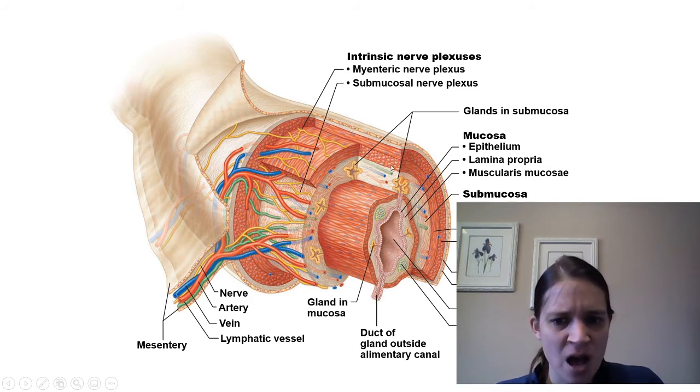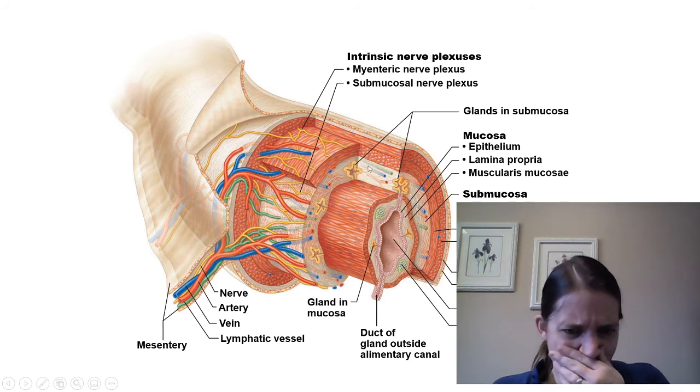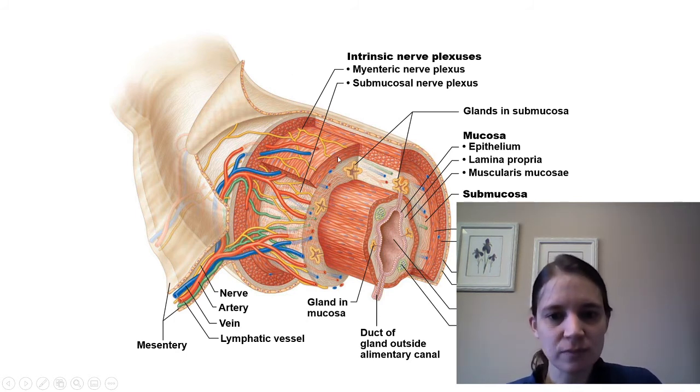Then we have this muscular layer. This is where we have smooth muscle tissue running both directions, running around in a loop, as well as running long ways. And then we finally get the layer that covers the whole system up.